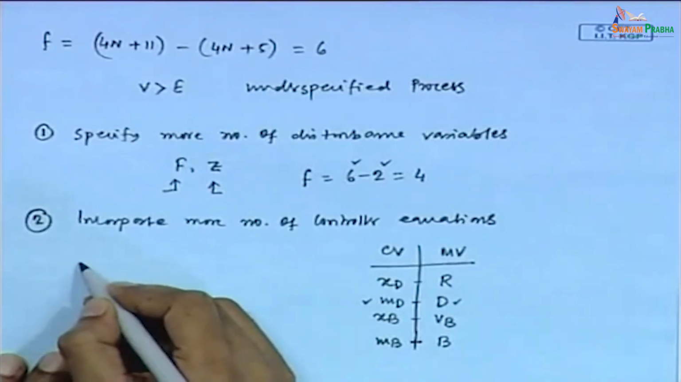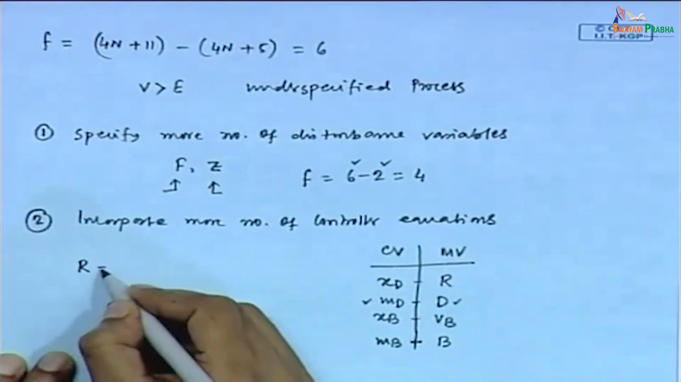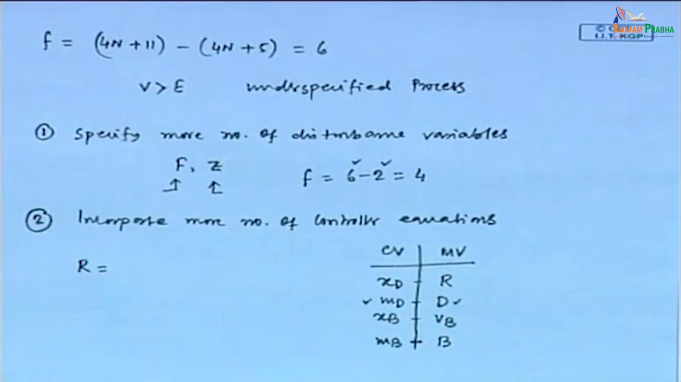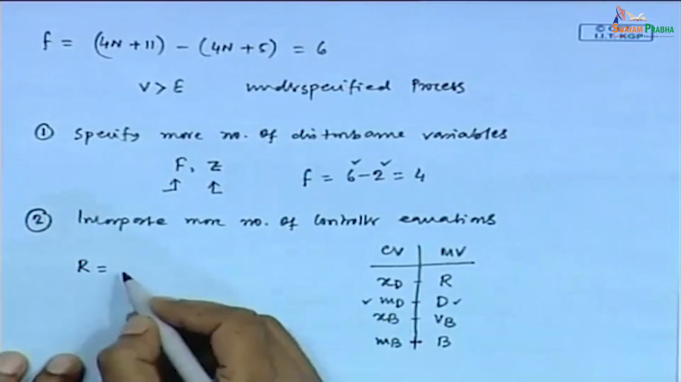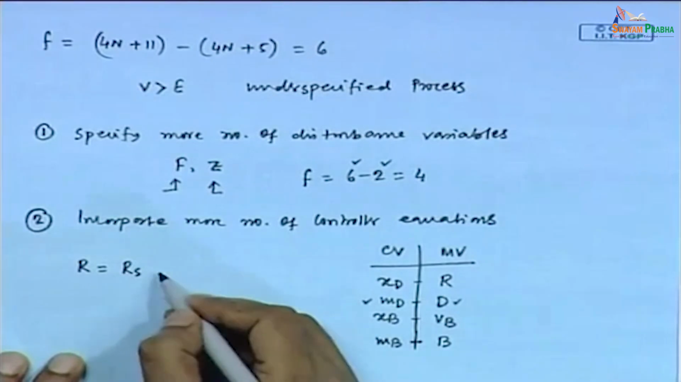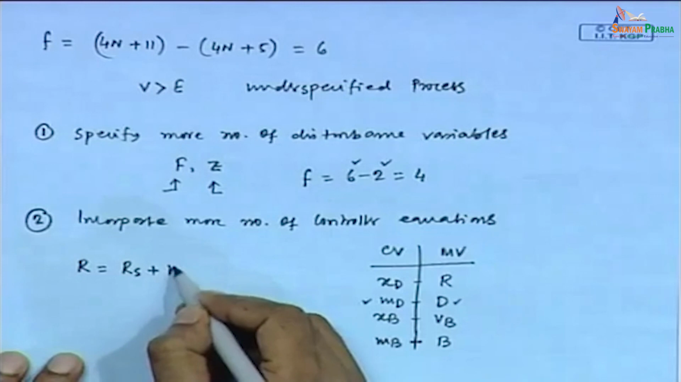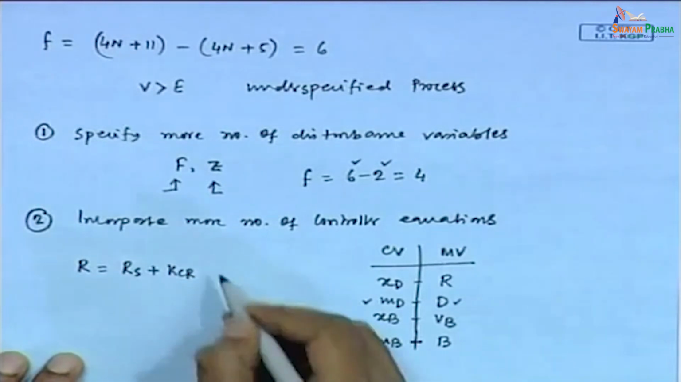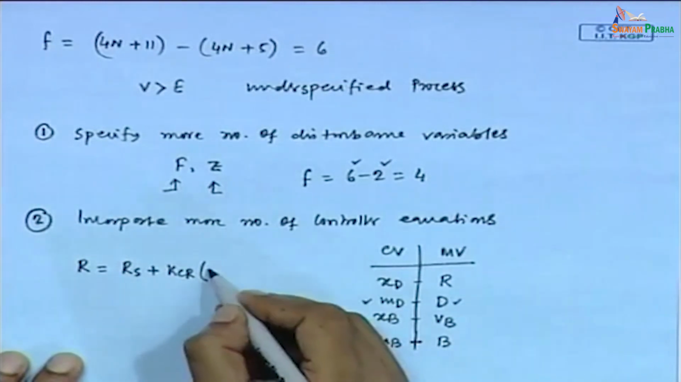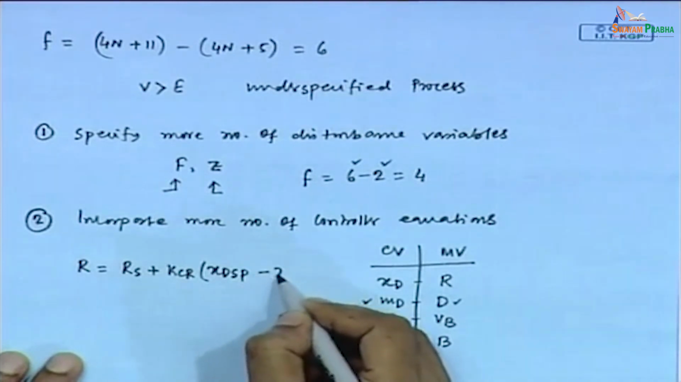So, one manipulated variable is R, and the controller equation, although we did not discuss that part, we will discuss later. I am just writing the controller equations. If R is the manipulated variable, then one controller equation is R equals RS plus KCR times XD SP minus XD.